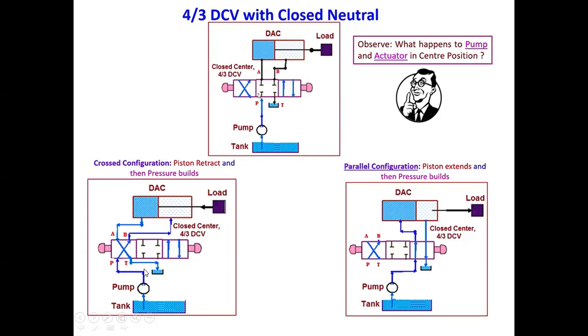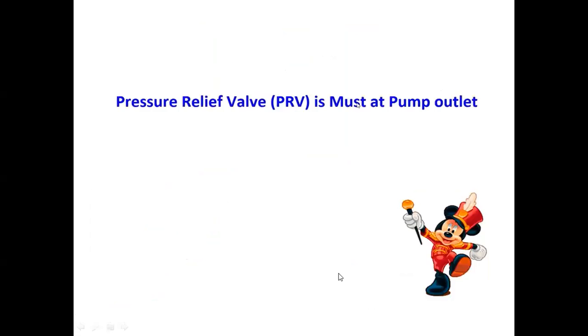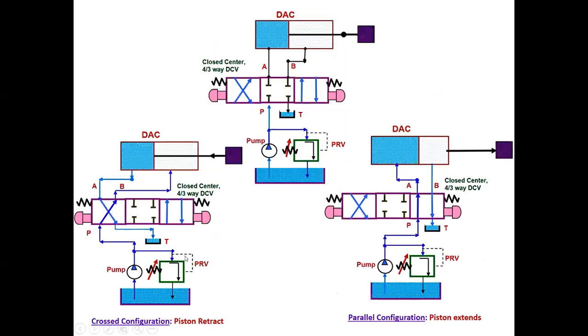Pistons retract and their pressure builds up. Piston extends and pressure builds up like that. Pressure relief is a must at the pump outlet. See, this is the return pressure coming in this way.